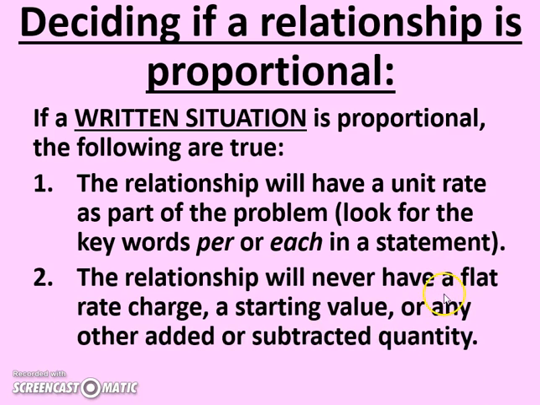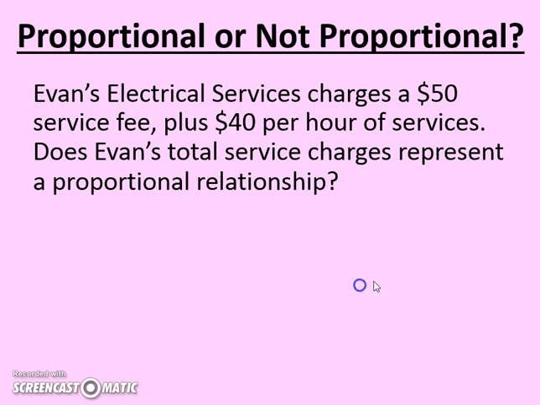There also can never be a flat rate charge, a starting value, or any other added or subtracted quantity. So for example, if it said Ben earns $10 per hour and he already earned 30 babysitting, that's an example of a non-proportional relationship because he started with a certain amount. So let's look at some examples. Let's determine if this written situation is proportional or not proportional.